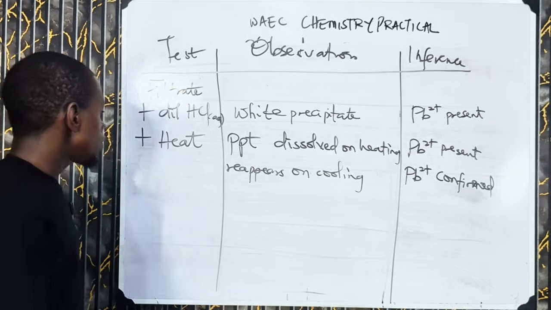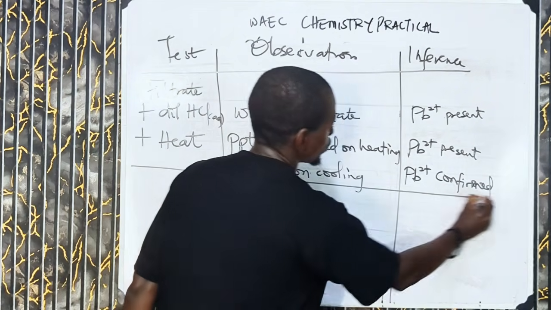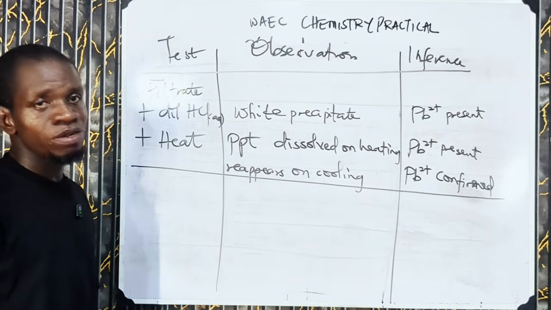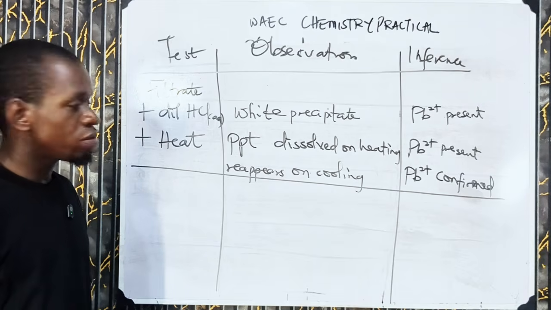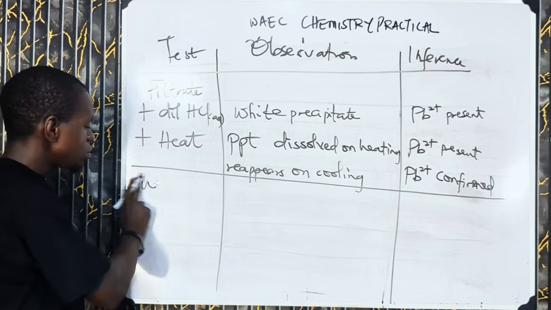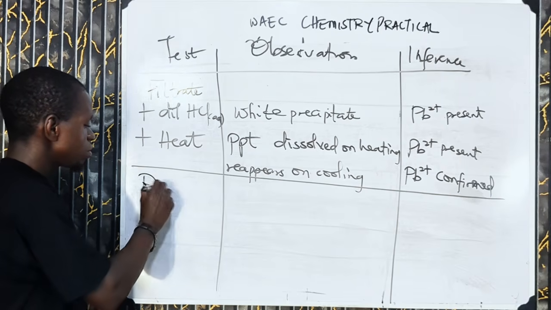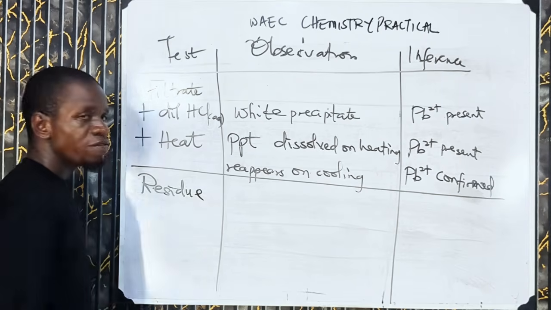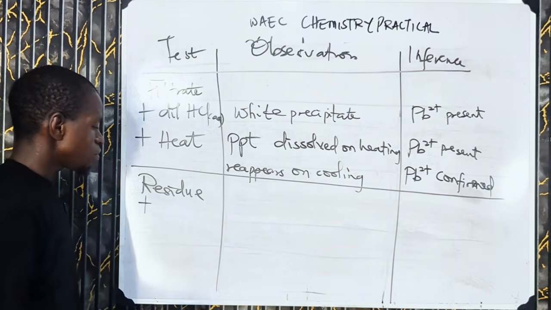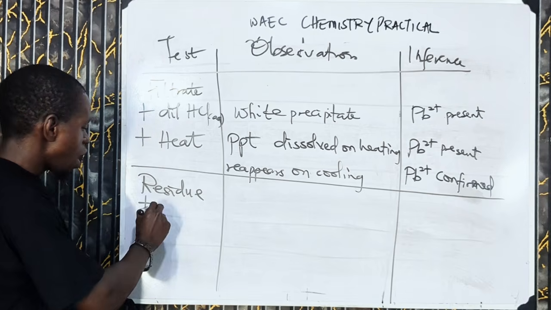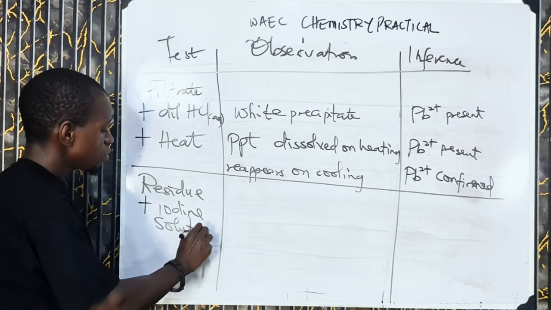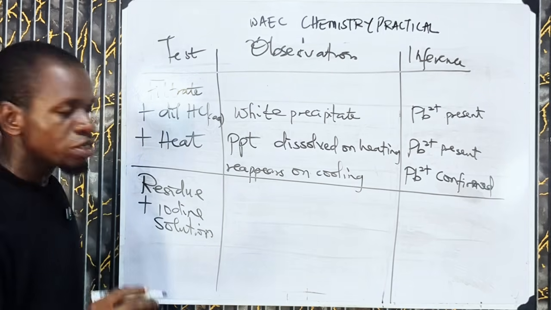Okay, finally, what are we going to do? We are done with our filtrate, because you discover that we decided to divide it into 3 portions, and we now made use of all of them. Now, how about the residue? Let's look at the residue. We have the filtrate and the residue. The residue plus iodine solution. What are we going to have here now?